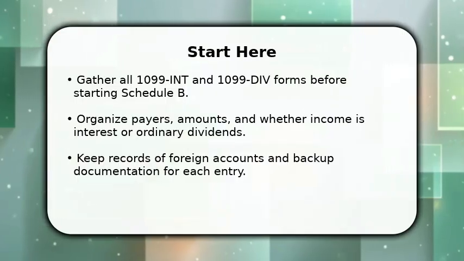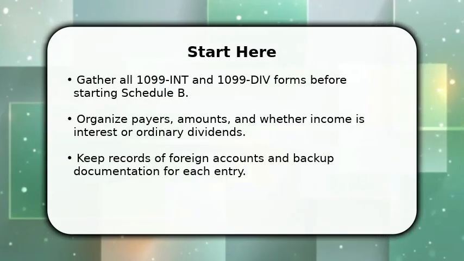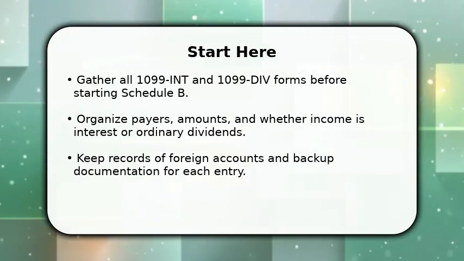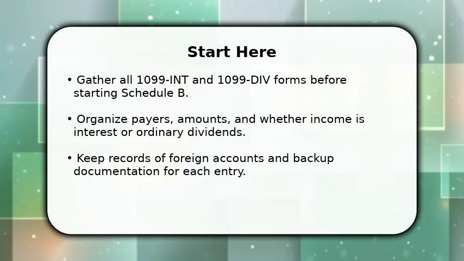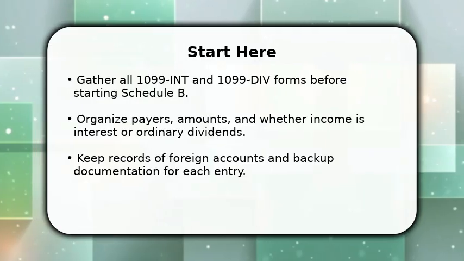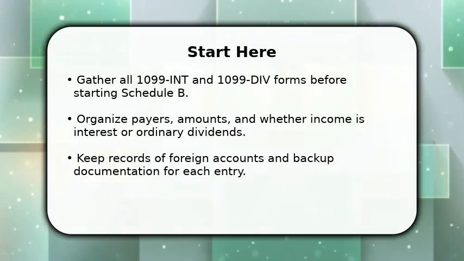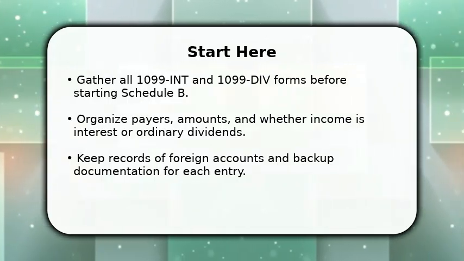In this video, I will show how to fill out Schedule B. Collect all 1099 INT and 1099 DIV forms and sort them by payer and amount. Enter each payer on the appropriate line and record gross interest or dividend amounts accurately. Use Part Roman 3 for foreign accounts and list each account separately. Reconcile totals, check your math, and transfer summary figures to your main tax form before filing.